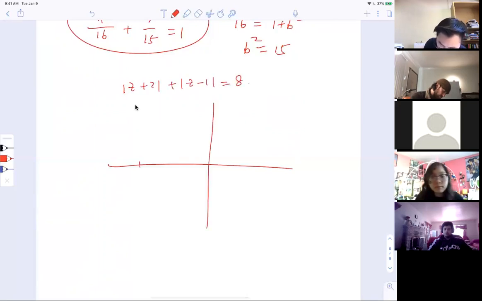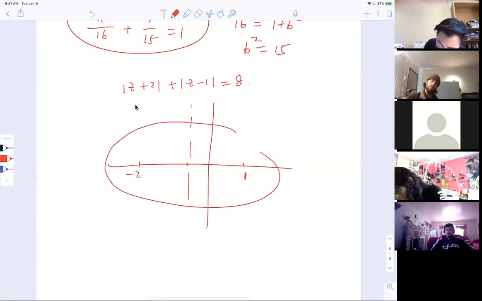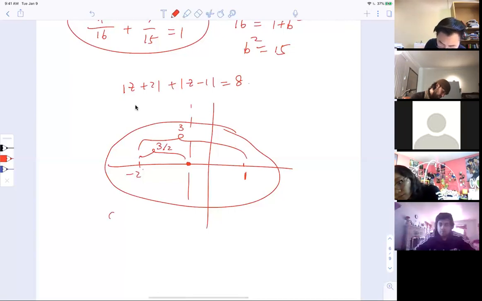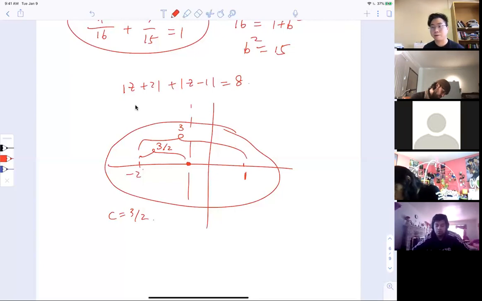Let's say it's like this. Then, of course, there's a -2, there's a 1. Then the ellipse should look like this. At this point, the focal length is this distance, which is given by the total distance, 1 minus -2, which is 3, divided by 2, so 3/2. Okay, that makes sense. Yeah. Basically, you just need to shift the coordinate a little bit and redefine the coordinate.